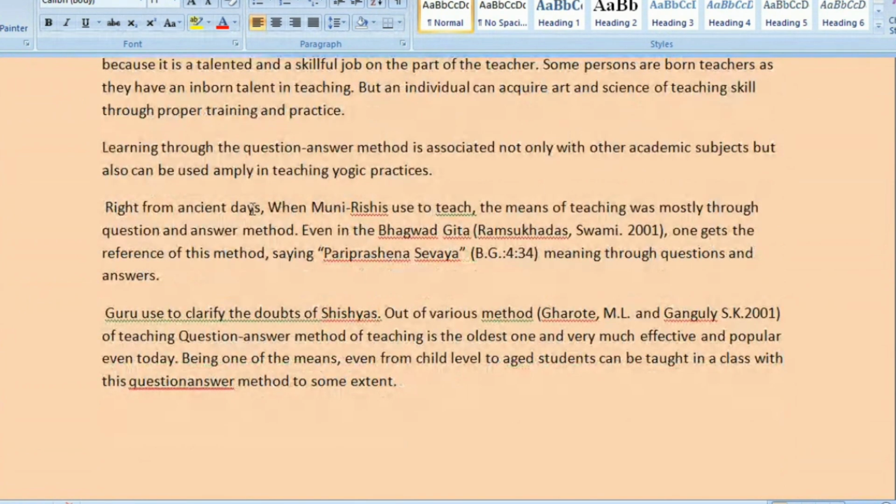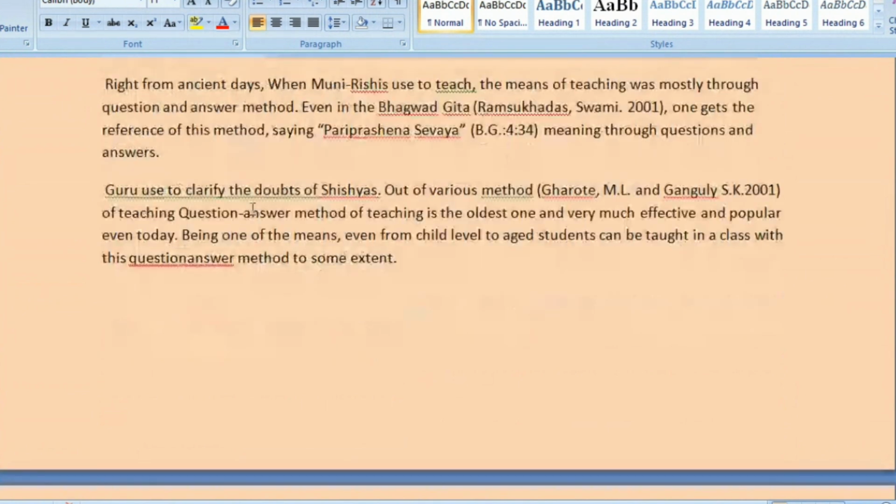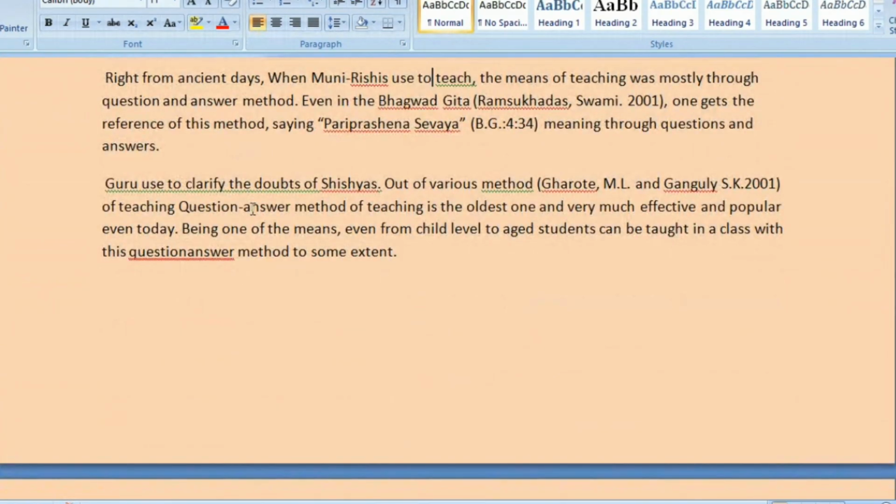Learning through the question answer method is associated not only with academic subjects but can also be applied in teaching yogic practices. Right from the ancient days, when rishis or munis used to teach, the means of teaching was mostly through question and answer method. Even in the Bhagavad Gita, one gets the reference of this method, saying Prashna Seva or Sevaya, meaning through question and answer. Guru used to clarify the doubts of Shishyas.